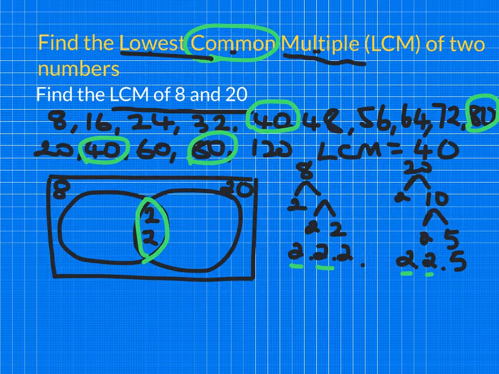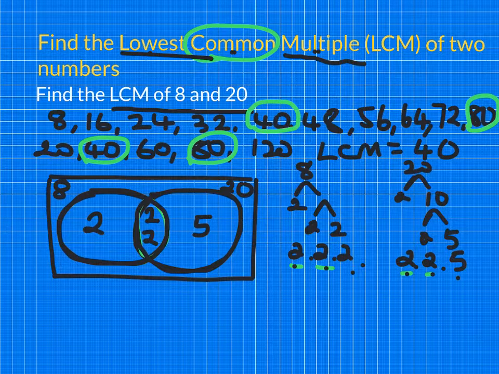Then we see what's left on the outside. For 8, we've got 2 times 2 times 2, so this is the extra 2 to make that whole set, 2 times 2 times 2, which is 8. And for 20, we've got 2 times 2, and we've just got a 5. If we took this whole section here, we would have 5 times 2 times 2, which makes 20. As we've already noted, this intersection is the highest common factor.